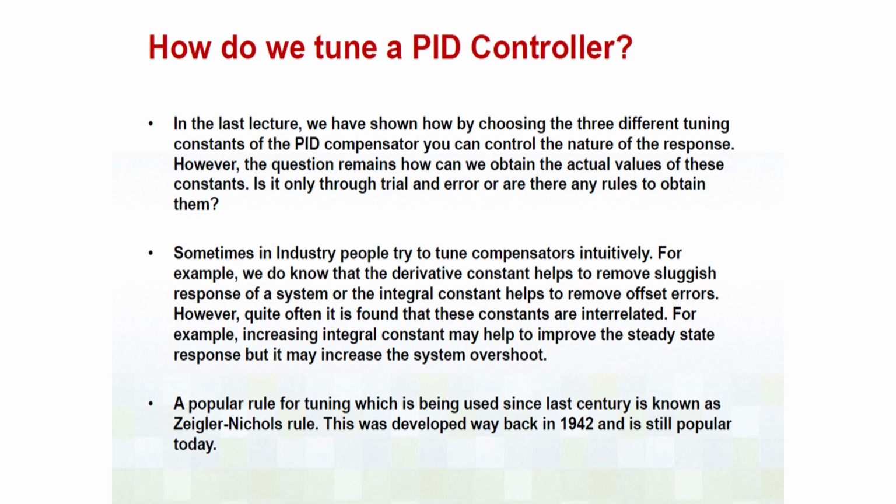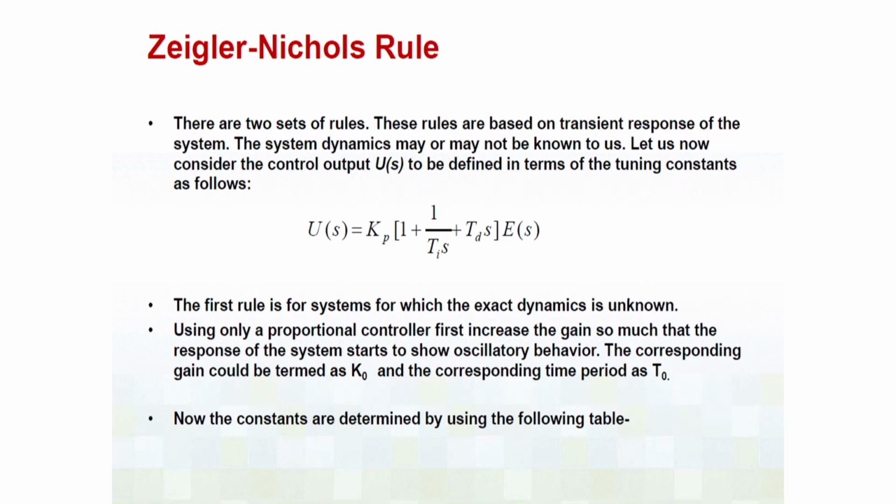There is an important issue of tuning of the PID controller. How do we actually set this? Well, I will talk about how to do it using the Ziegler-Nichols rule, so that you do not do it just with the help of manual tuning. There are two sets of rules. First of all, you already know the transfer function of the system. The first rule is for systems where the exact dynamics is unknown.